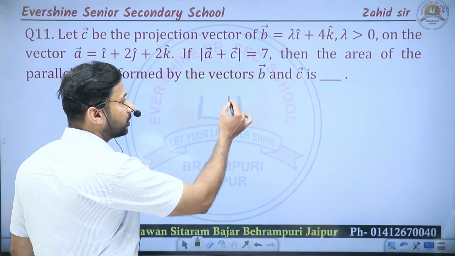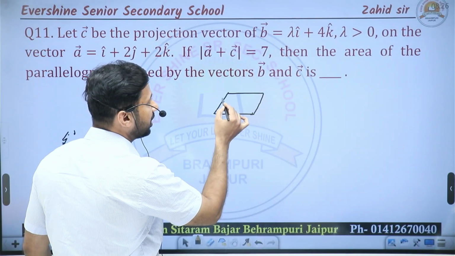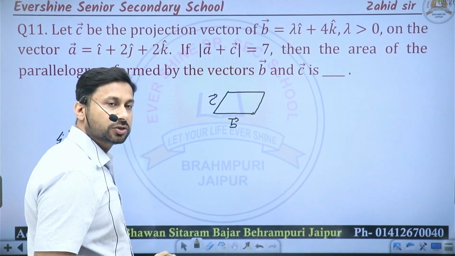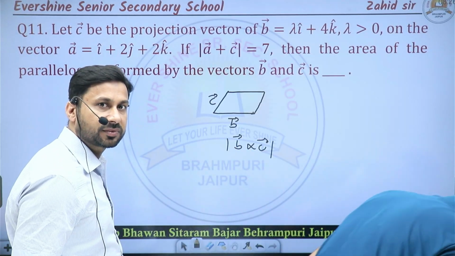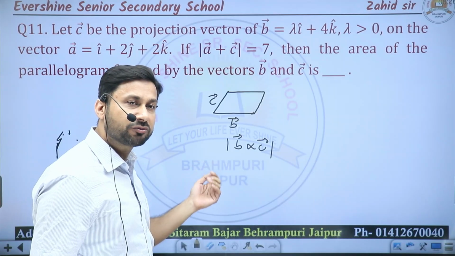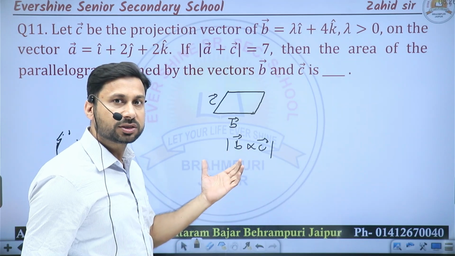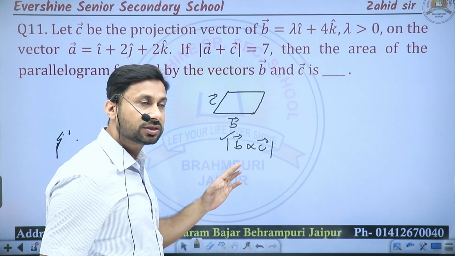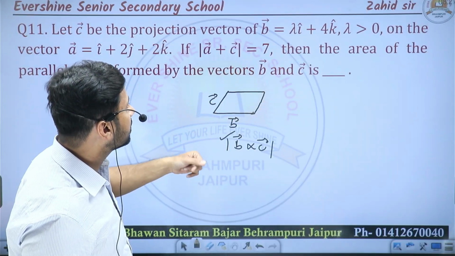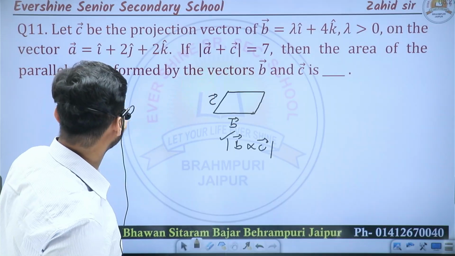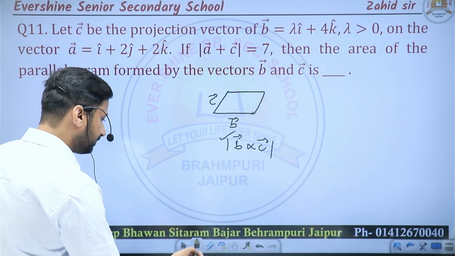We all know about it. If a parallelogram is formed by two adjacent sides, B and C, its area will be the magnitude of B cross C. So to find the area of the parallelogram formed by these two vectors, we need to find B cross C. Vector B is given in terms of lambda and vector C is not given. Okay, we'll find these two values.